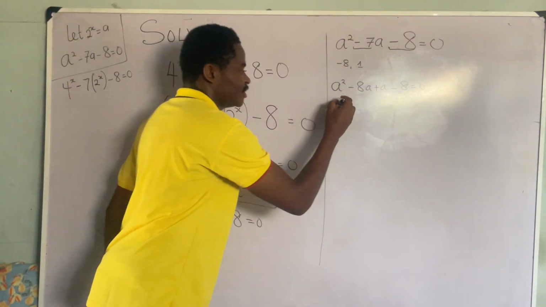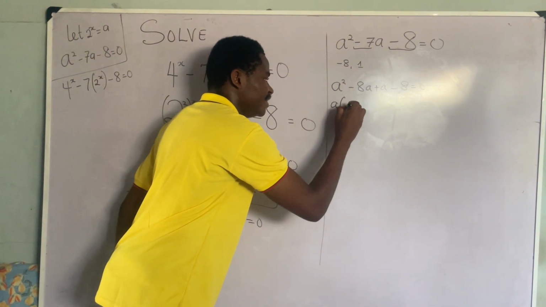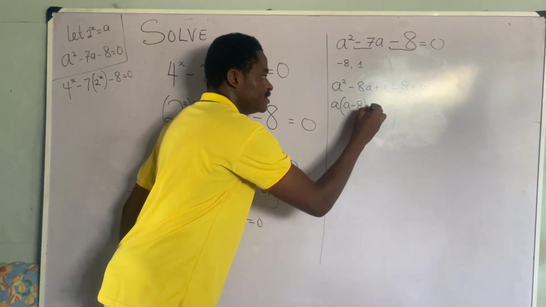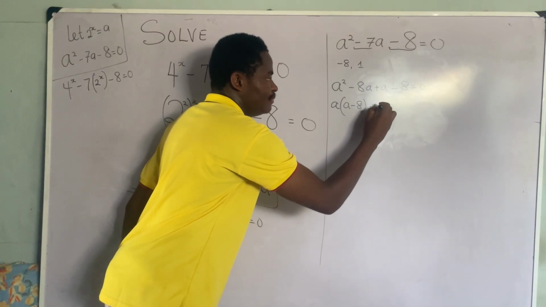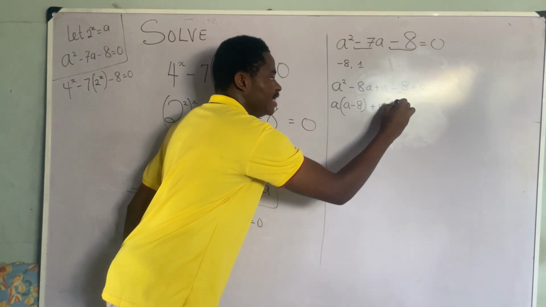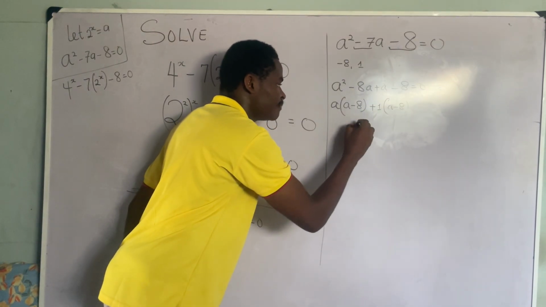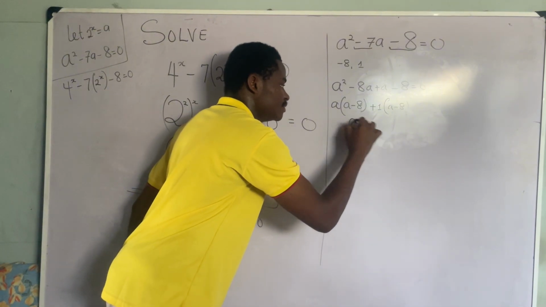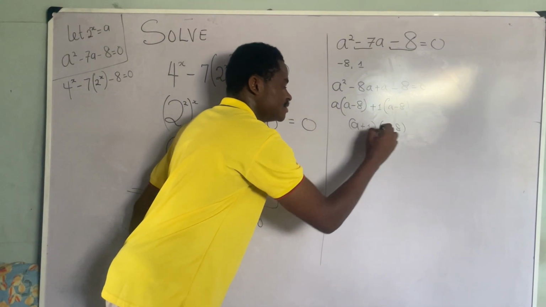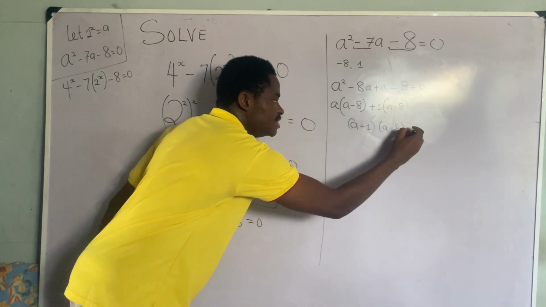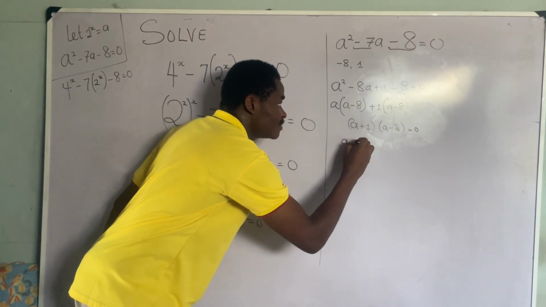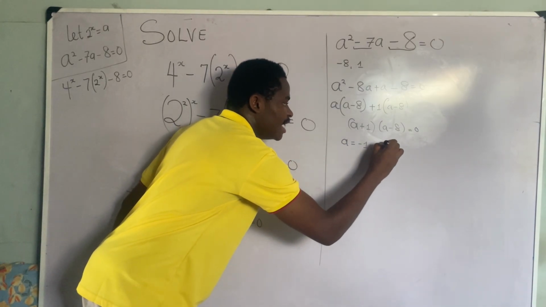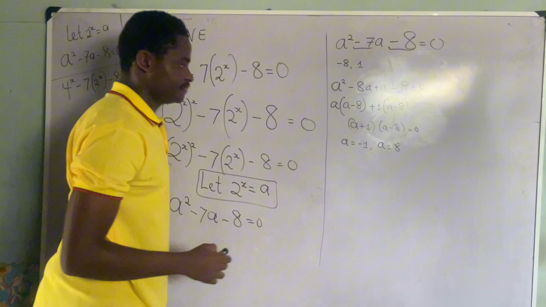Now, you're going to factor. In factoring, you're going to have a into a minus 8, and then here, plus 1 into a minus 8. Bring these two together: a plus 1 and a minus 8. So if you solve this correctly, this is equal to 0, by the way. a is equal to minus 1, and another a is equal to 8.